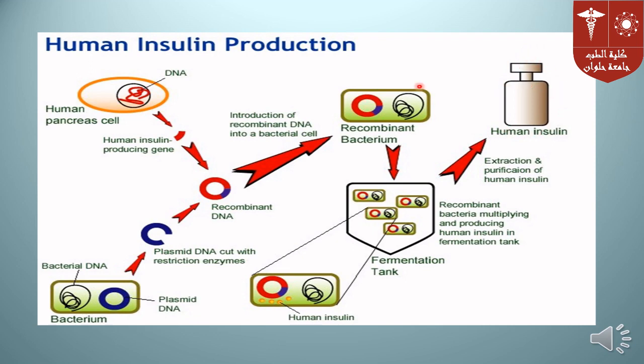So now we use genetic engineering. We use this technology, the recombinant DNA technology or cloning technology, in order to produce human insulin and to save lives by treating type 1 diabetes.